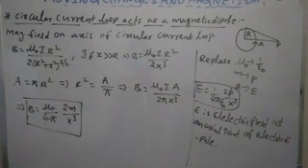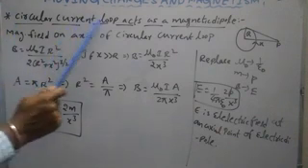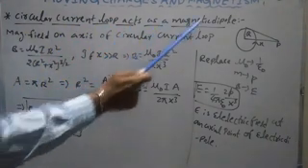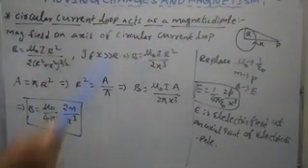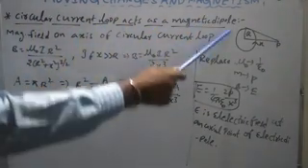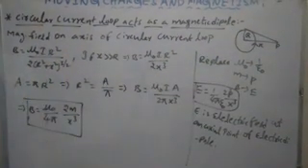Yes, friends, in the last part we understood torque: a current carrying coil placed in a uniform magnetic field experiences a torque. Now, in this class we are going to understand that a circular current loop acts as a magnetic dipole.